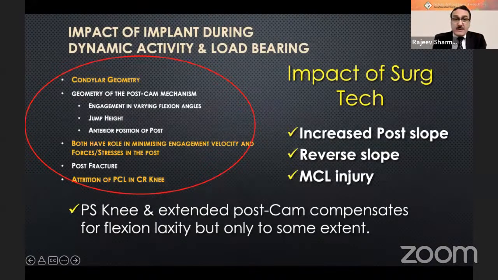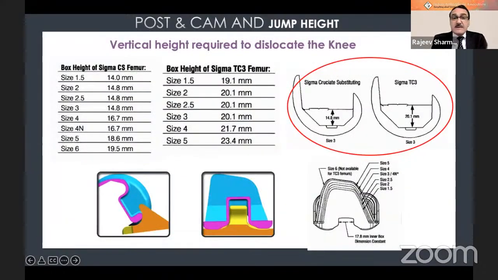At what degree of flexion it engages, what is the engagement velocity, jump height, and whether the post is correctly placed in that particular implant. Both have a role in minimizing the engagement velocity and stresses in the post. Post fracture can happen, as can attrition of the PCL in a CR knee.